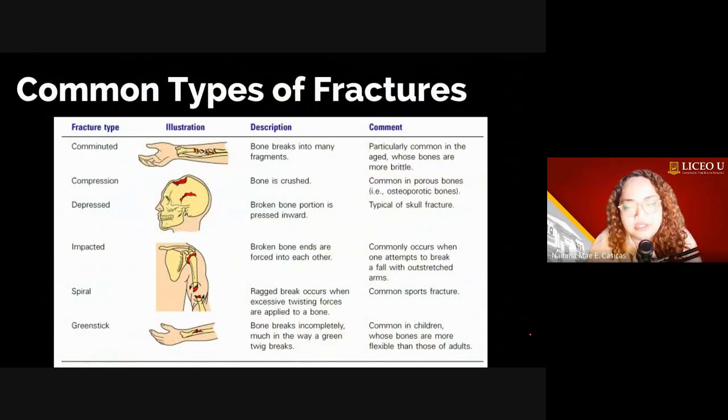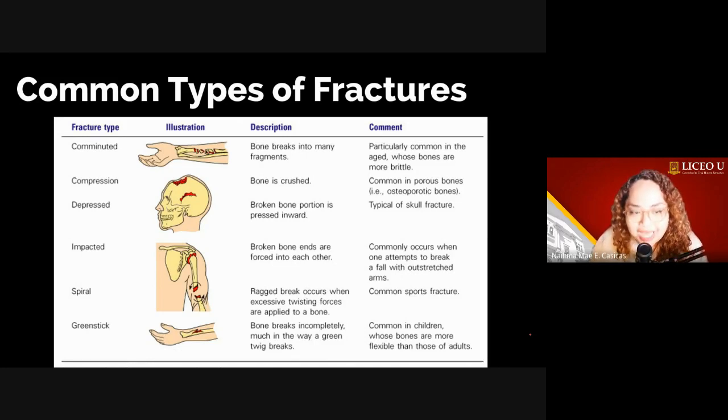All right. So these are the common types of fractures. You have your comminuted, where bones are broken into many fragments. Ouch. Sakit kayo na. Lisod kaayo na siya i-fixate. It needs an internal and also an external fixator. It has both. Then there's compression and depression. Compression is when bone is crushed, and depression is when a broken bone portion is pressed inward.